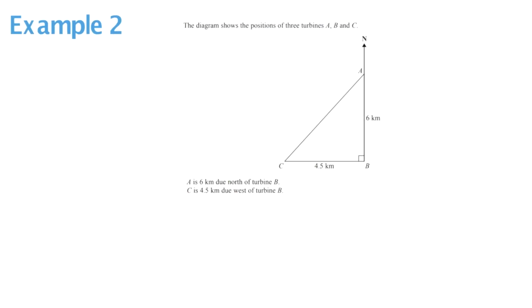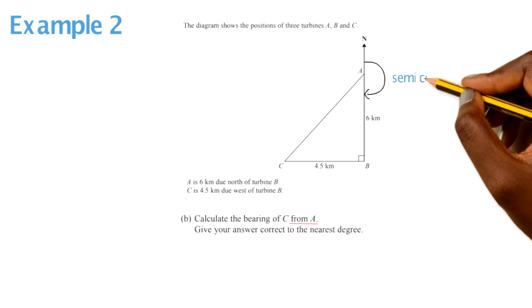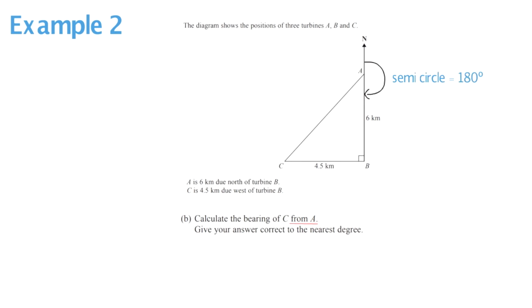Example 2. Again, they've given us this diagram, and the question is now asking us to work out the bearing of C from A. So remember, you're going to start from north clockwise from A. This is key. Why? Because notice how the first part clockwise is a semicircle. A semicircle is 180 degrees, so we need to note that.